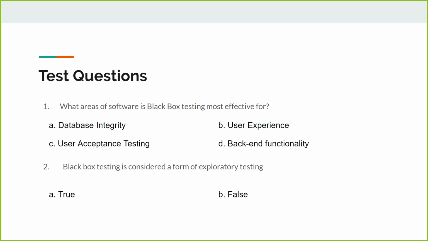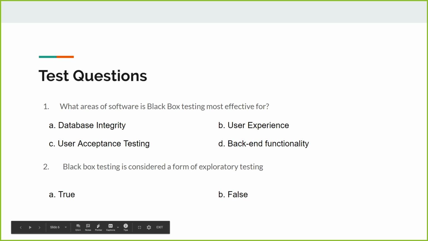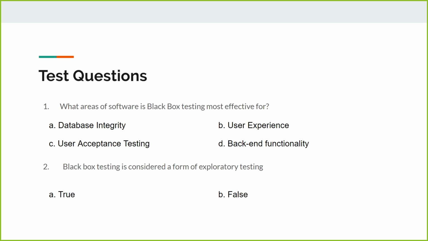Question 1. What areas of software is black box testing most effective for? A. Database integrity. B. User experience. C. User acceptance testing. Or D. Back-end functionality. Question 2. Black box testing is considered a form of exploratory testing. A. True or B. False.